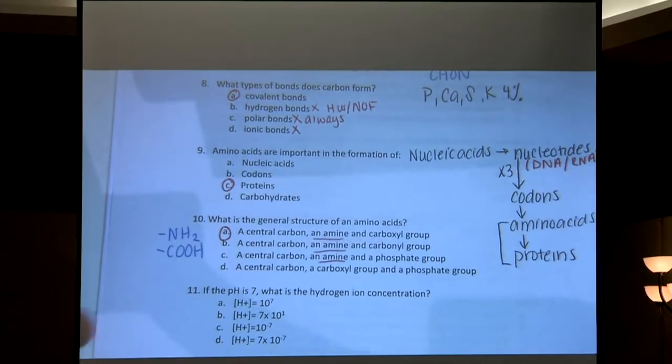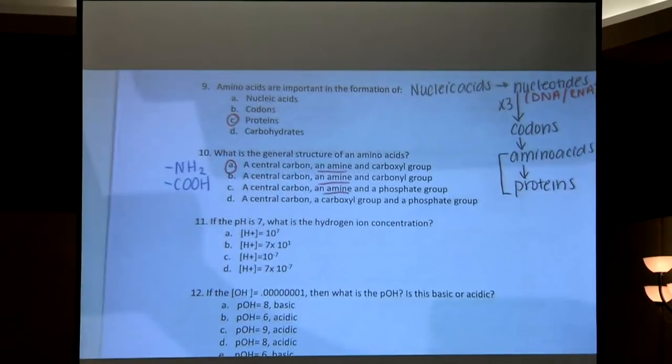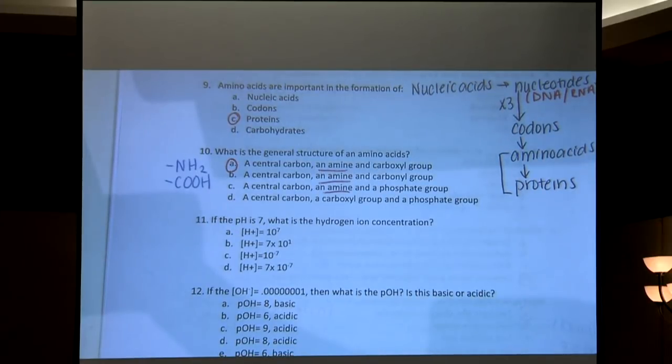All right, so some different aspects behind chemistry. We also have our pH, so definitely be able to understand the few different ways we can manipulate pH. So in the case of a pH being 7, what should the hydrogen ion concentration be? Should we have 10 to the positive 7? Should we have 7 times 10 to the 1? How about 10 to the negative 7?